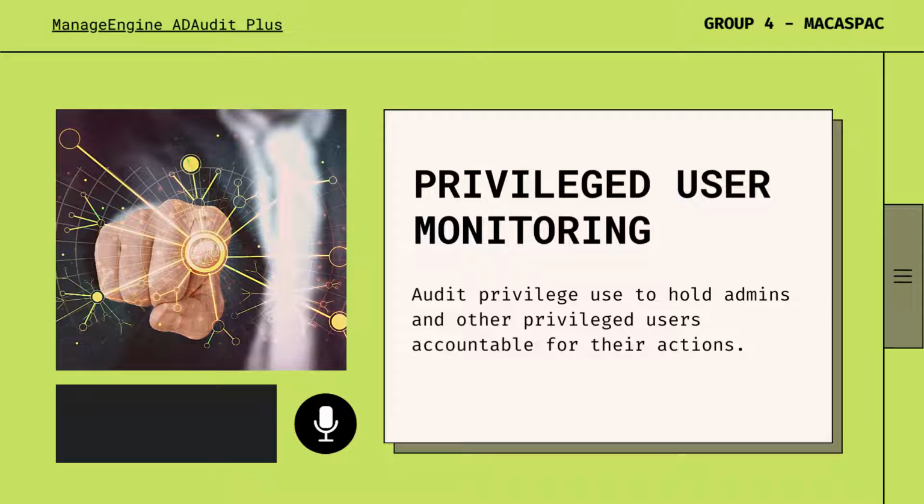Another feature, privileged user monitoring. Despite having unrestricted access to servers and data, privileged users' activity often goes unseen. With ADAudit Plus, you can leverage continuous privileged user activity auditing and user behavior analytics to verify that the actions of privileged users are all above board. Thus, you can monitor administrator activity, detect privilege escalation, and audit privilege use.